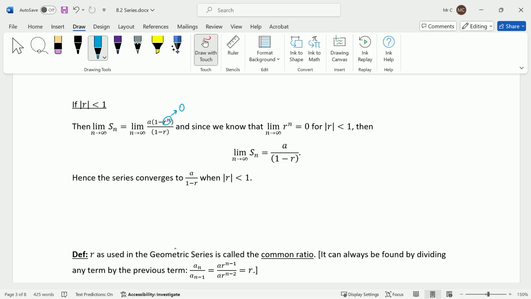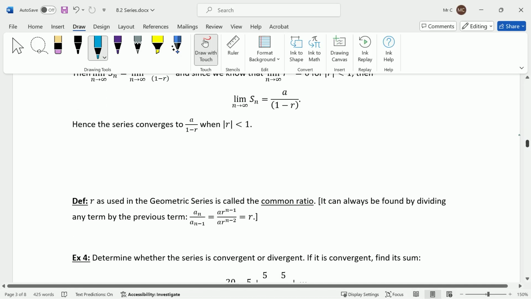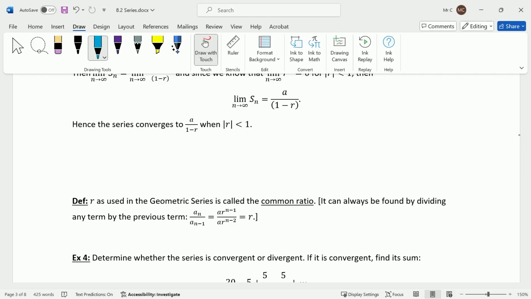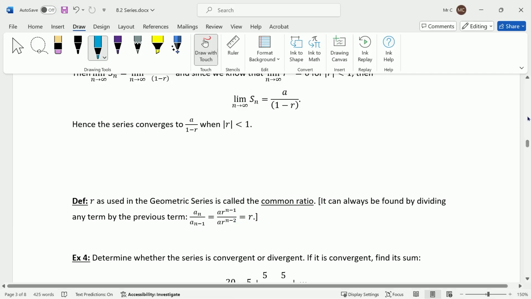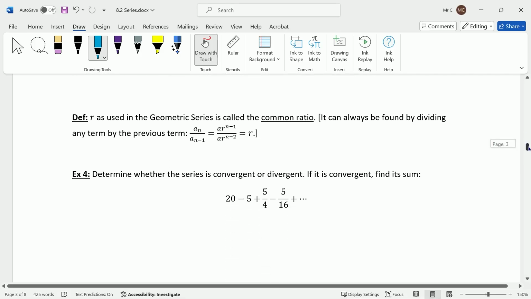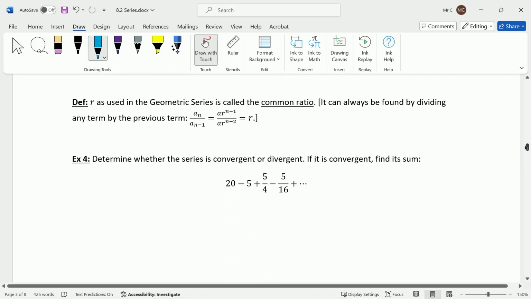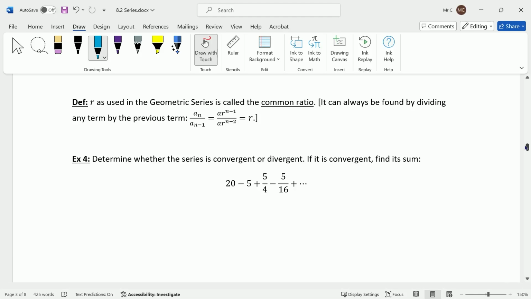Now, one little addendum I want to throw on there, just to help you out with some future problems. R, as used in the geometric series, is called the common ratio, and it can always be found by dividing any term by the previous term. So if I get a sub n divided by a sub n minus 1, that's a times r to the n minus 1 over a times r to the n minus 2. And when we simplify that, we get r. So one of the ways you can figure out if something is a geometric series is by dividing a term by the previous term and seeing if you always get the same number. That would tell you it's geometric.